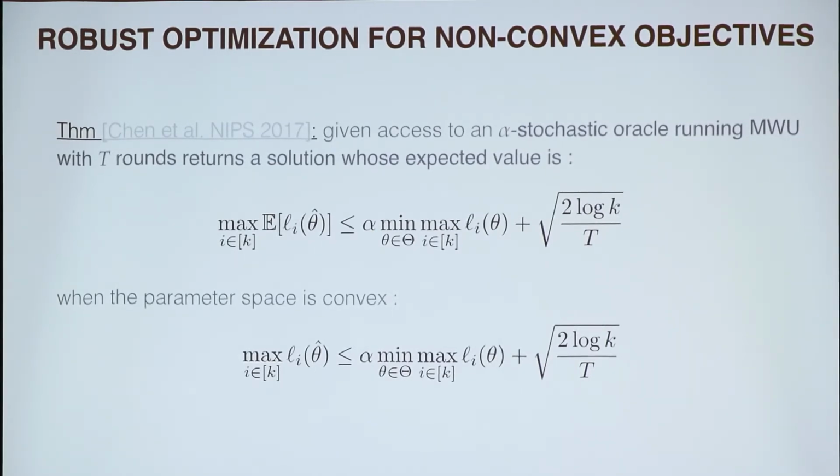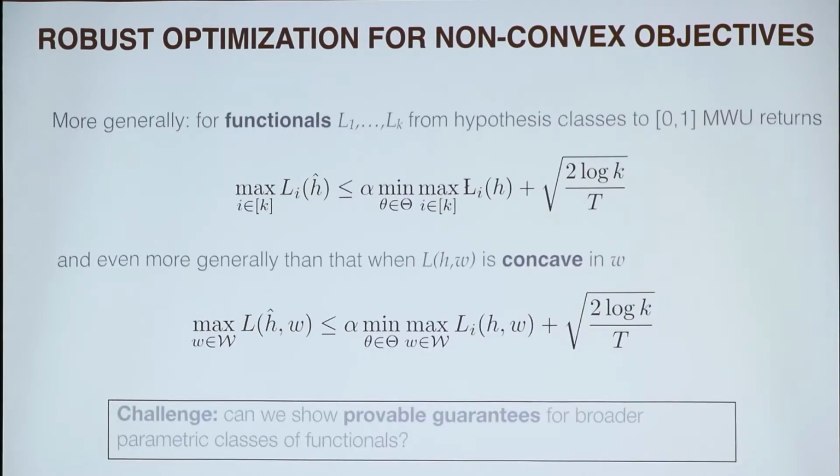The way to prove this is using the same techniques that you use to prove standard theorems for online learning. Now, when your parameter space is convex, you can get rid of the expectation, and you can say that the maximum loss is no more than alpha times the optimal solution to the min-max plus this little o(1) error. So this is nice whenever we have classifiers that are parametric. But you can also show this more generally.